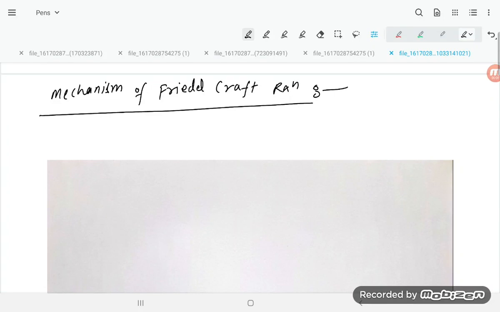Hi students, let's have a look over the mechanism of Friedel-Crafts reaction in a very short way.